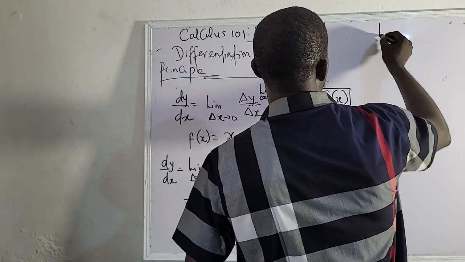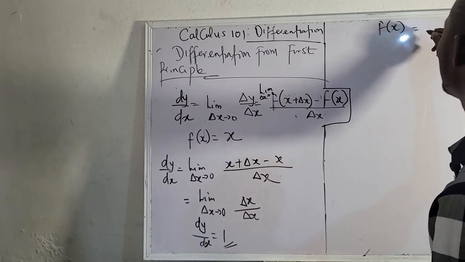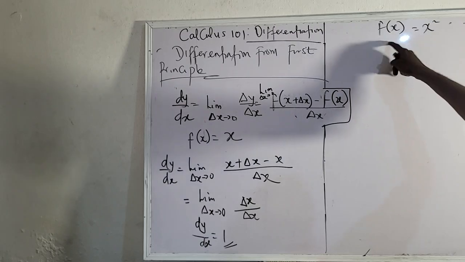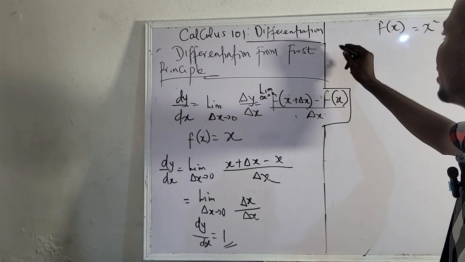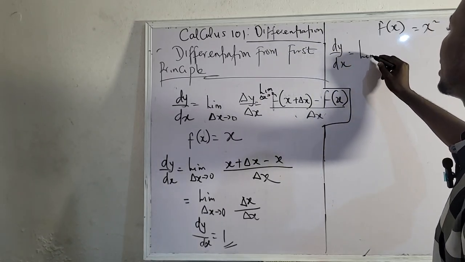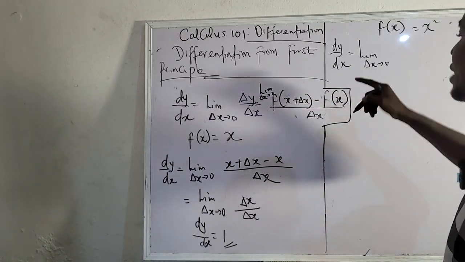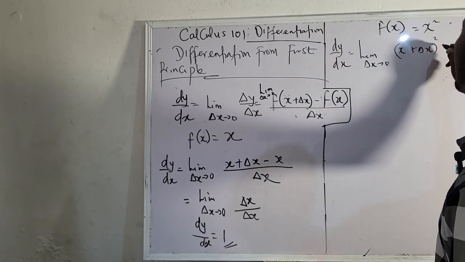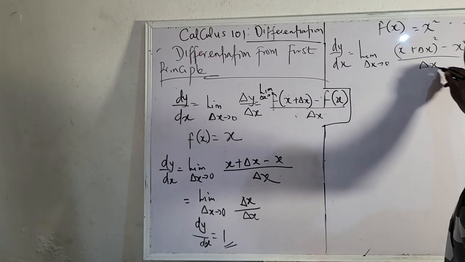What if we have our f of x to be equal to x squared? So the function, the dependent variable, is equal to x squared. What are we going to do? Same thing we've done there. We know that our dy over dx will be equal to the limit as change in x approaches 0, and that will be x plus change in x all squared minus x squared. That's what we are going to have, divided by change in x.